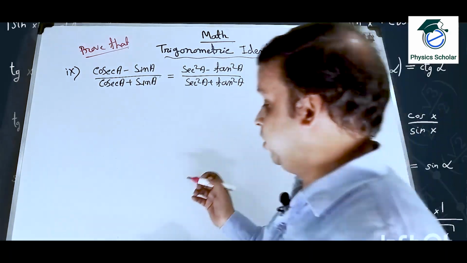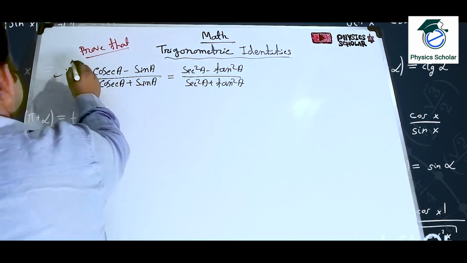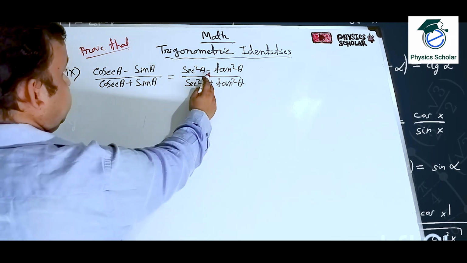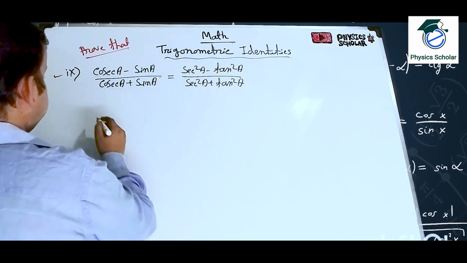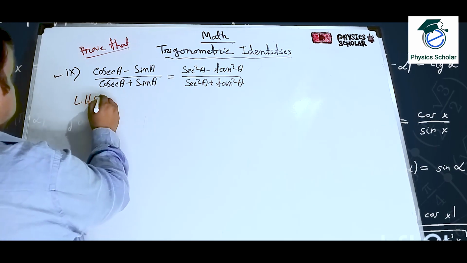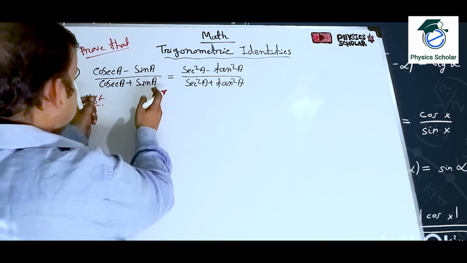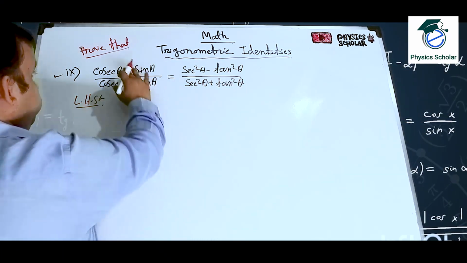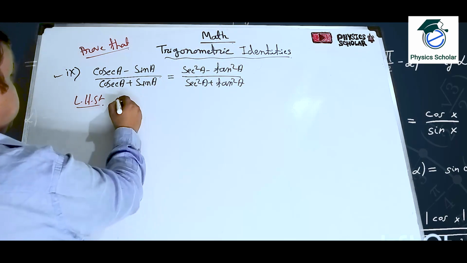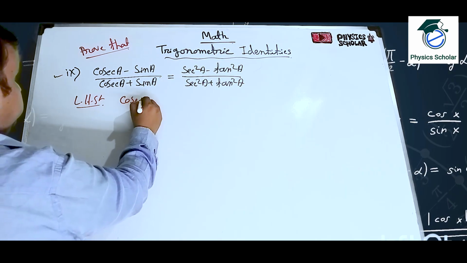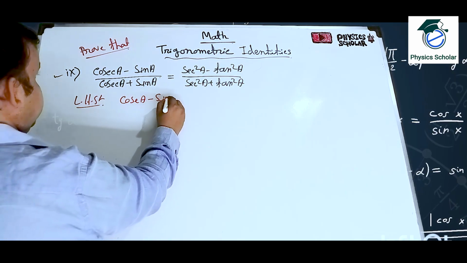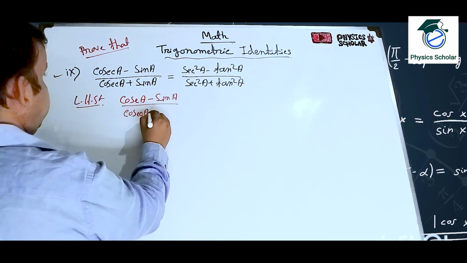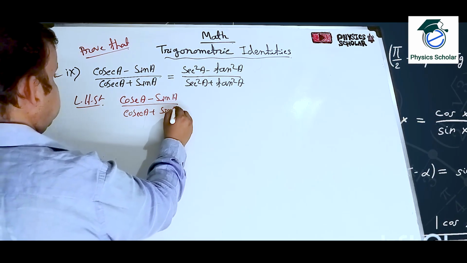Okay students, now let us move to sum number 9. Cosec a minus sin a by cosec a plus sin a is equal to sec square a minus tan square a divided by sec square a plus tan square a. So we have to prove left hand side is equal to something, right hand side is equal to the same thing. Then we can write this is equal to this. Clear? So now what is left hand side? Cosec a minus sin a divided by cosec a plus sin a.